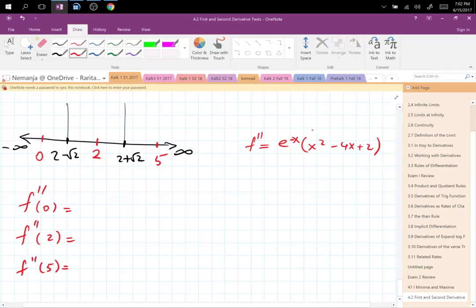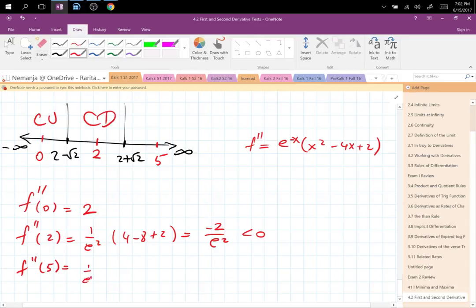So when we plug in 0, we get 1 times 2, so that's concave up. So from negative infinity to 2 minus root 2 it is concave up. Now we compute the same thing at 2. It's going to be 1 over e squared, and when you compute at 2, you get 4 minus 8 plus 2, so that's negative 2 over e squared. All I care about is that it's negative, so it's concave down. And now we compute at 5.